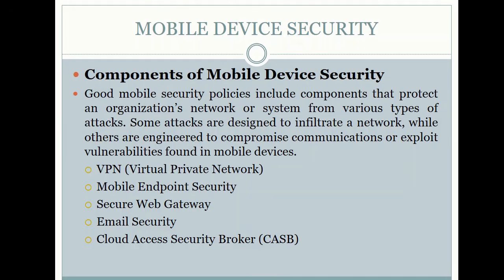Of course, most of the files look like an original file. It gives the appearance of an original file, and of an original website. So how are we going to protect? That's what prevents our device from unwanted access, right? So VPNs, mobile endpoint security, secure web gateway, email security, and cloud access security brokers are there. These are all the components which can prevent our mobile device from malicious attacks.